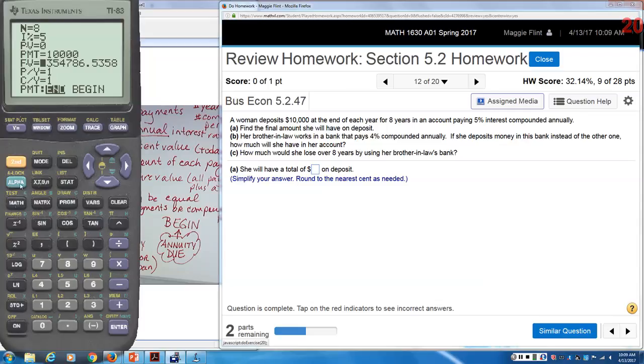So you put your cursor on what you want to know, and then alpha, enter, and it says the amount that she'll have on deposit is $95,491.09.